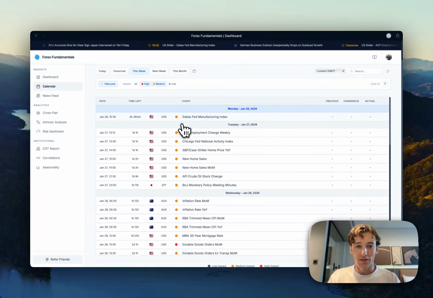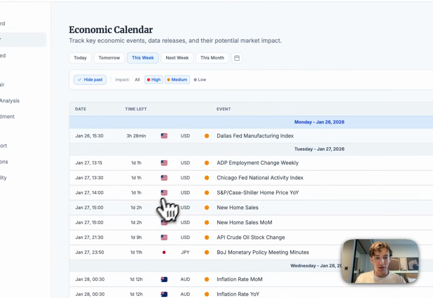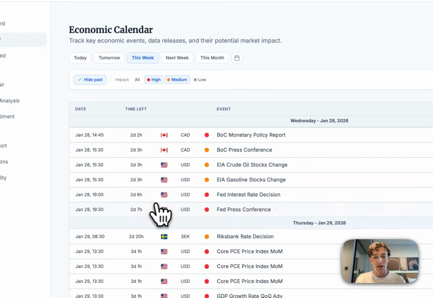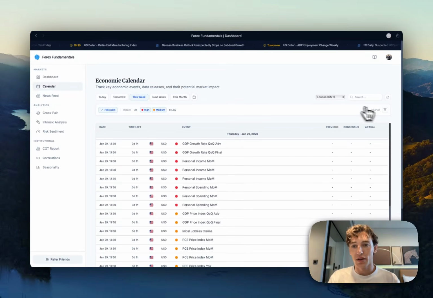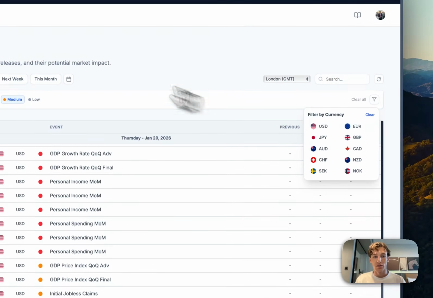So also the calendar. So here you can clearly see how much time is left till the next event. And here you can stay up to date. You can also filter on given currencies.